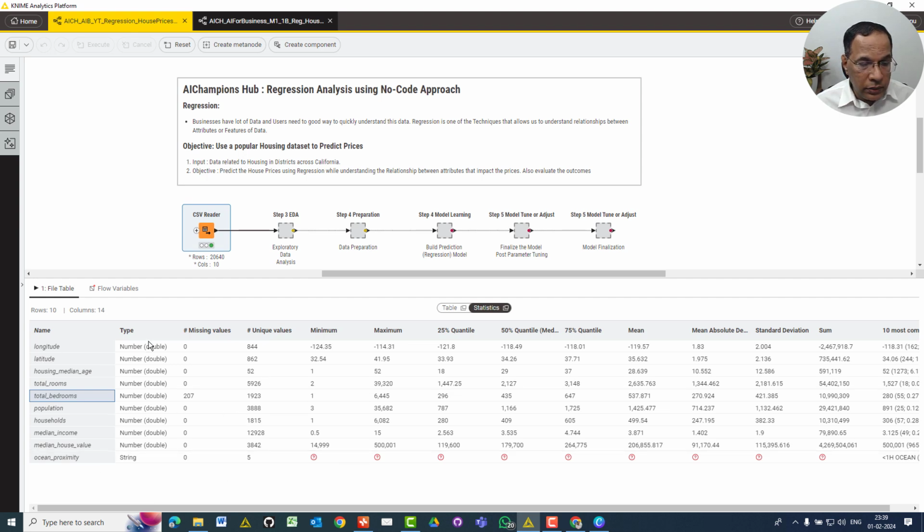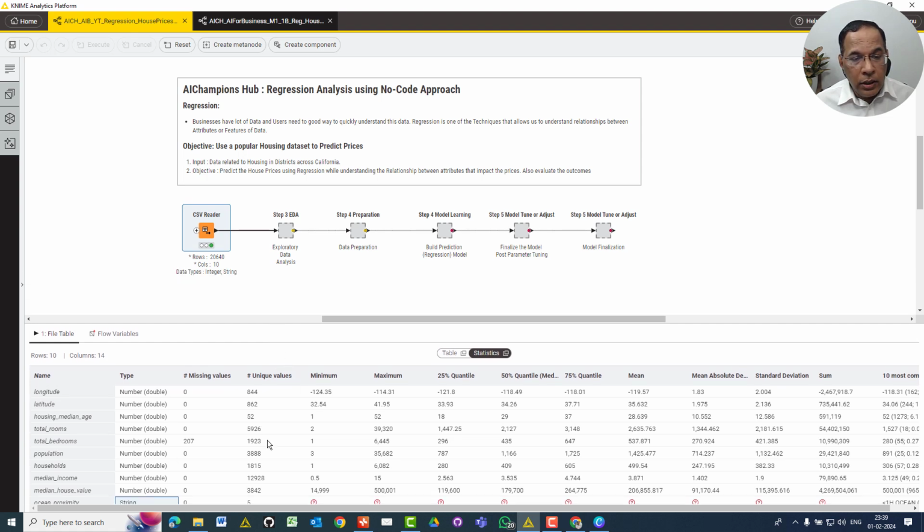And then you also make sure you understand the data types, right? Now in this case, most of this is numeric, therefore it's all numbers, and one of these is string. Now string is obviously, like we looked at, proximity to the ocean, and there are a set of values there, and that is basically a categorical variable.